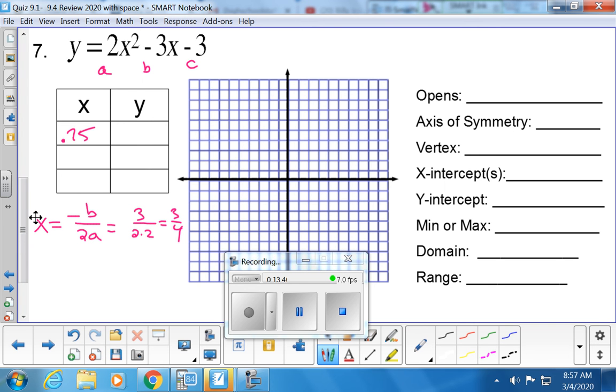Now if you have the x coordinate of the vertex, how do you find the y coordinate of the vertex? Plug it in. So it's 2 times 0.75 squared minus 3 times 0.75 minus 3. So just using that formula. That's gonna be the hardest. Yeah, so I'll be honest, every time I put it in my table, I just cross my fingers saying, please let me find that vertex, because if not, I'm doing it by hand.